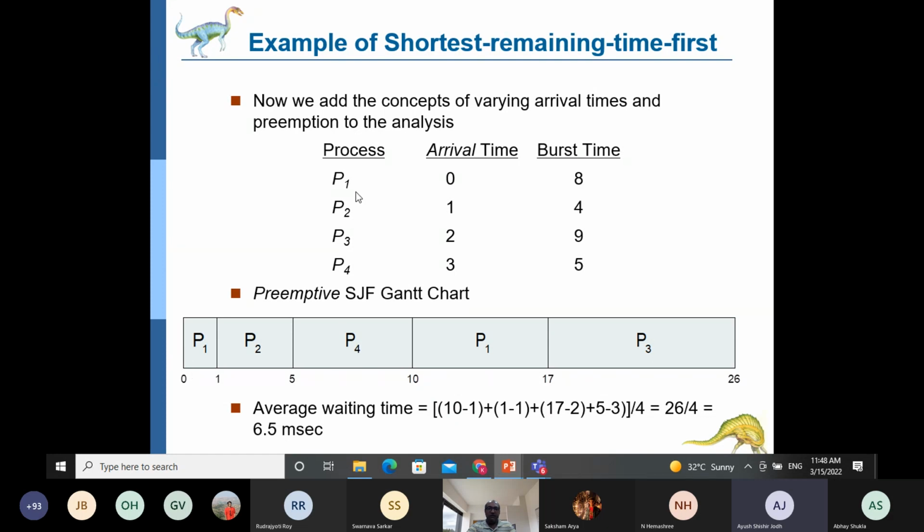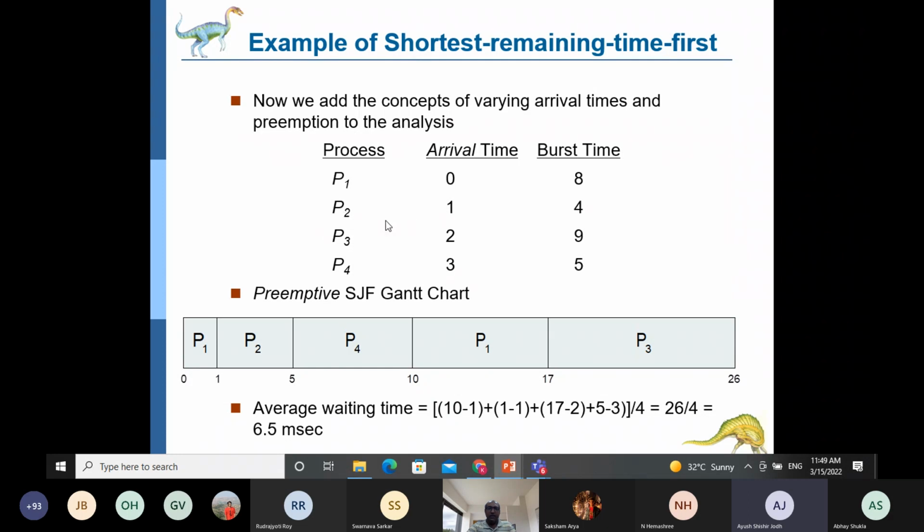In non-preemptive scheduling, at time 0 only P1 is available, P1 is given access to the CPU, and P1 has to complete its 8 units. Then only the next process will be given the CPU. But shortest remaining time first is a preemptive scheduling algorithm. At time 0 only P1 is there, so you give access to P1, and the CPU is executing P1.